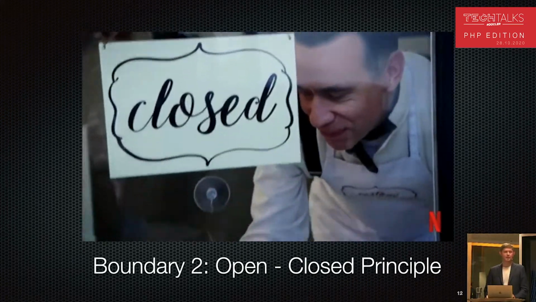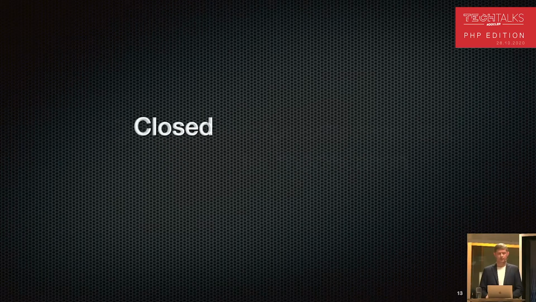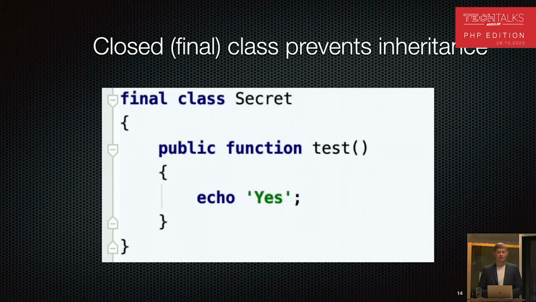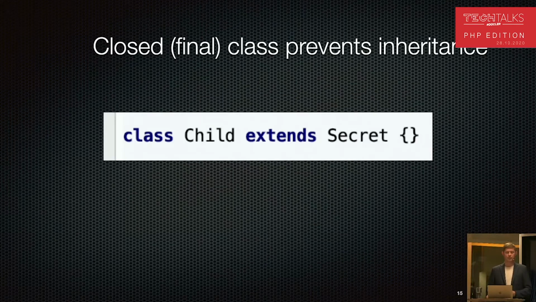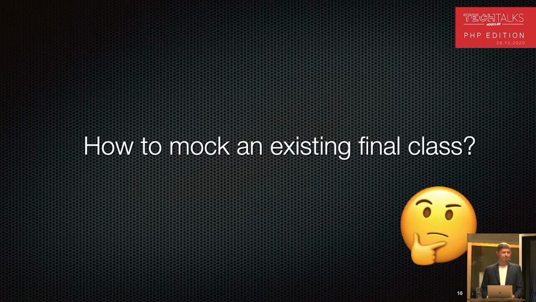Next boundary is the famous Open-Closed Principle. If we want to extend our class, it's open for extension, but if we try to modify it, then it's closed. And if a class is closed or final, then it's obvious that if we create a child from this class, it won't be possible to extend it, and we will receive a fatal error like class child may not inherit from final class. It's a second boundary, and it prevents us from, for example, mocking a final class for testing, and sometimes this can bring problems, and we need to avoid them.